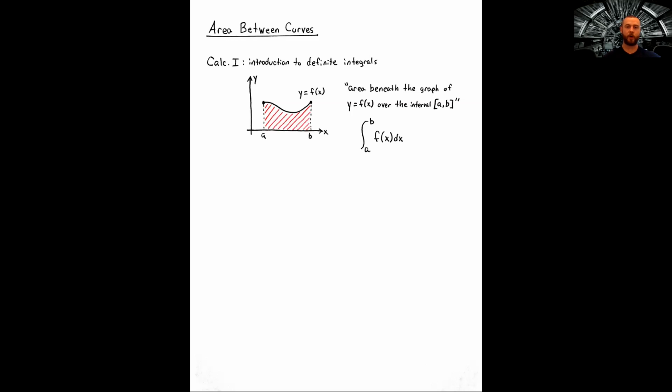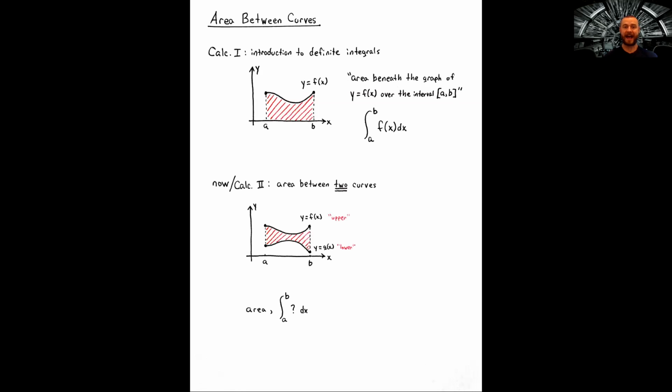Now at the time in Calc 1, the upper curve was curvy and the bottom was flat. What we're going to be looking at now in Calc 2 is going a little bit further, still dealing with finding area, but now the region is bounded between two curvy curves. We have a curvy curve on the top and then a curvy one on the bottom as well. Unlike in Calc 1, where the bottom, the x-axis, was flat, now here the bottom is curvy as well.